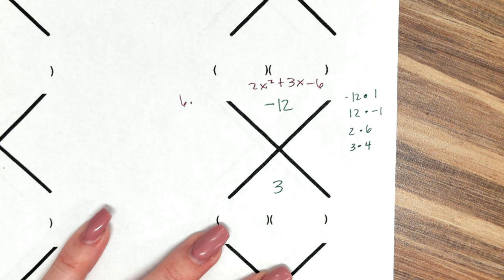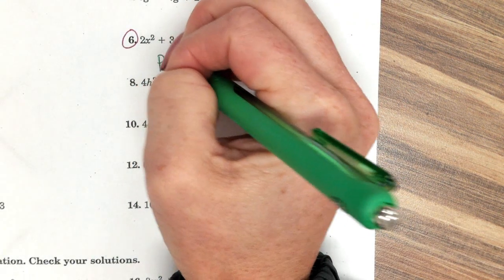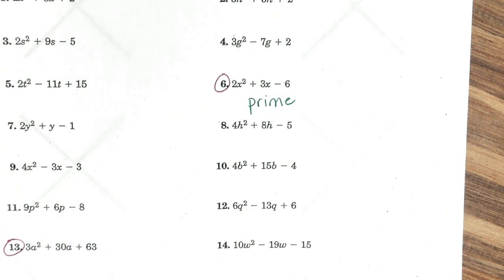No. Can this problem be factored? No. If it cannot be factored, it is called a prime quadratic equation, meaning you can't factor it. So your answer is prime. There is one other one on 1 through 14 that is prime. They cannot be factored. Did everybody hear me? I'm going to make you figure it out.